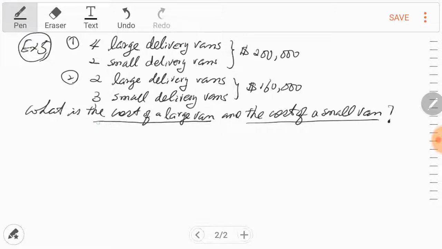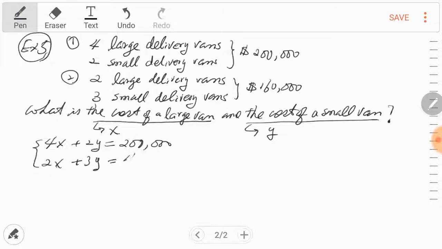So let the cost of a large van be x dollars and the cost of a small van be y dollars. Using these variables, we can set up 2 equations. The first equation is 4 large vans times x dollars each, so 4x, plus 2 small vans at y dollars each, 2y. Then the sum is $200,000. And from the second store, we can write the equation 2x plus 3y equals $160,000.